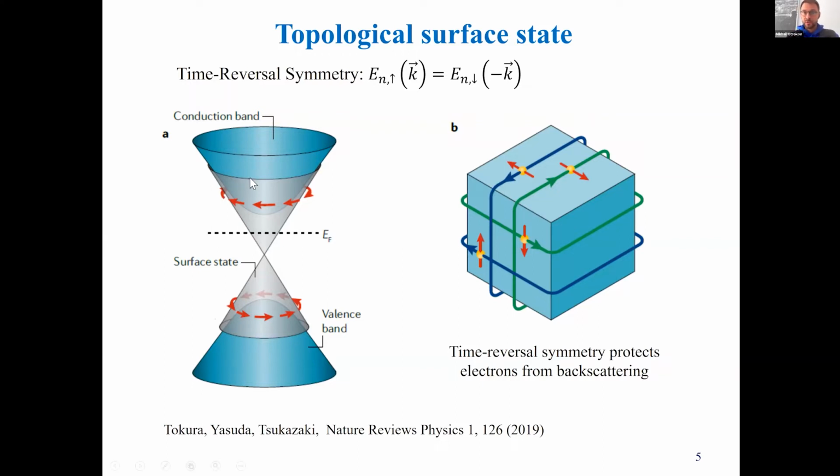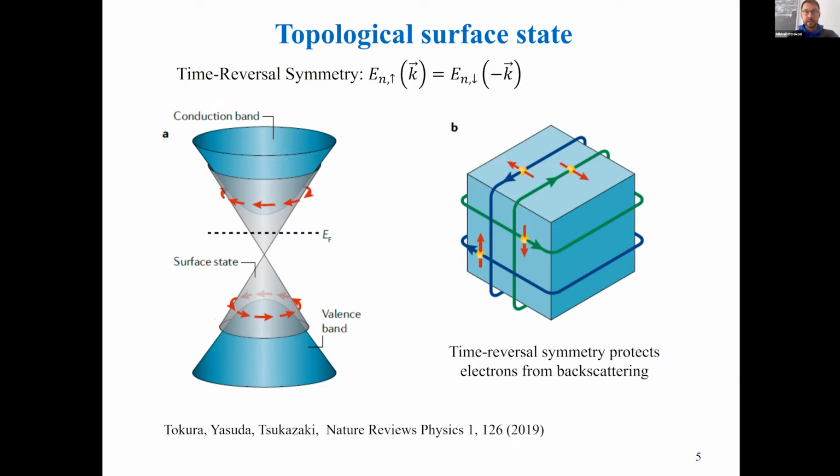This is because the time reversal symmetry is preserved, as it is expressed here, meaning that for each plus k parallel, where you have an electron, let's say with spin up, there is a time reversal symmetry partner at minus k parallel with a spin down. Eventually, these two spins compensate each other. The system stays non-magnetic, but the state is spin polarized.